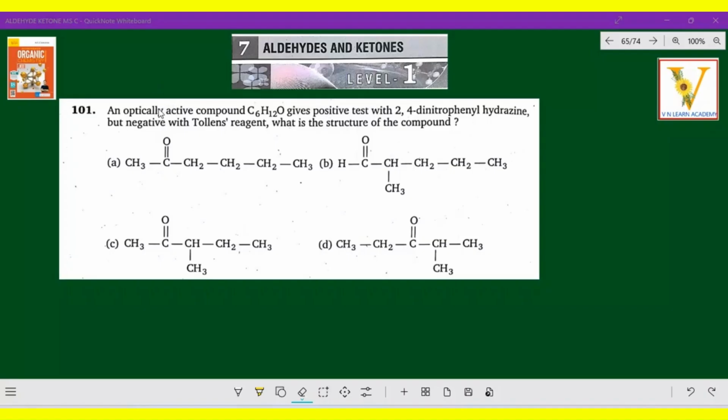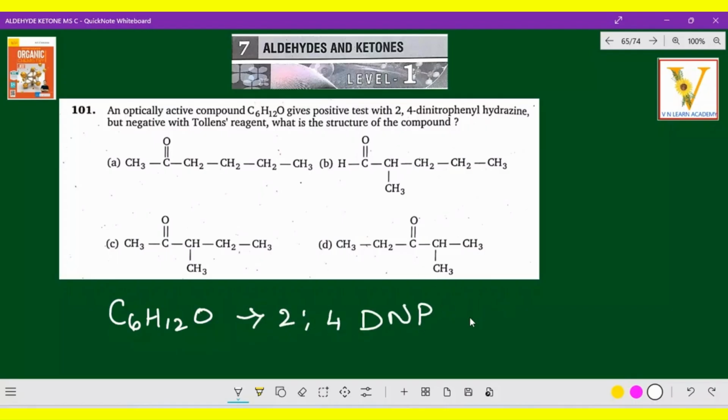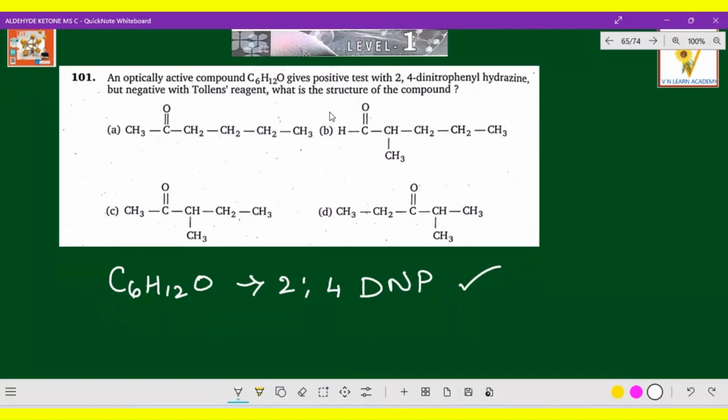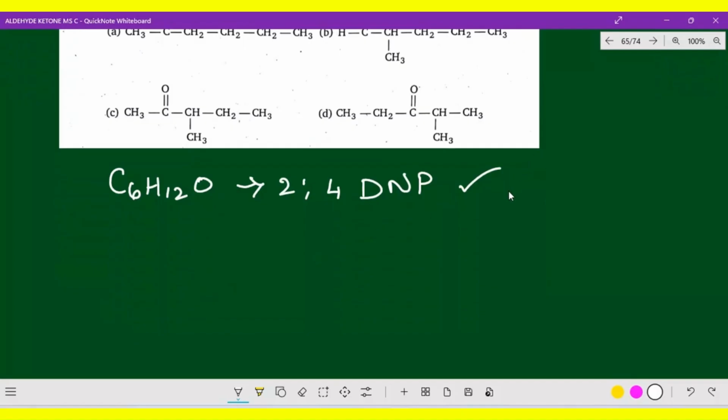The first question: an optically active compound C6H12O gives a positive test with 2,4-DNP, 2,4-dinitrophenylhydrazine, and is negative with Tollens reagent. So here they have given the key. What is the compound?